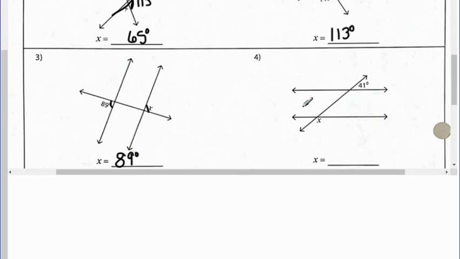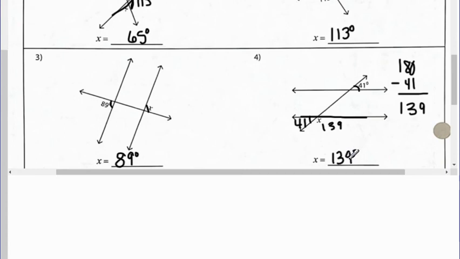But number 4 is a little bit different because I know that 41, its alternate exterior angle would be this one right here. So I know that this one is 41. And now I want to find the one that's right next to it. And since that makes a straight line right here, we know that straight lines equal 180 degrees. I'm going to take 180 minus 41 degrees, and that's going to tell me what x is. 139 degrees. So this missing piece right here is 139.